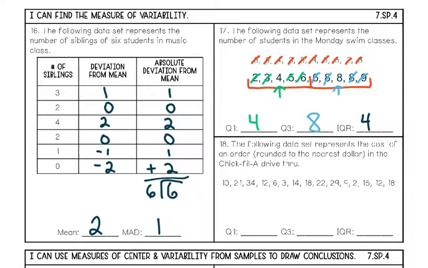This time it's just the cost of orders at a Chick-fil-A drive-thru. Step 1, put these data points in order from least to greatest. Here's the new list. Now step 2 is going to be to find the median of the entire data set. 14 is the median of the entire data set. There are 7 numbers on each side of it. Now I'm going to take those 7 numbers on each side.